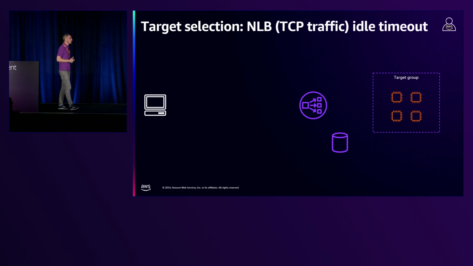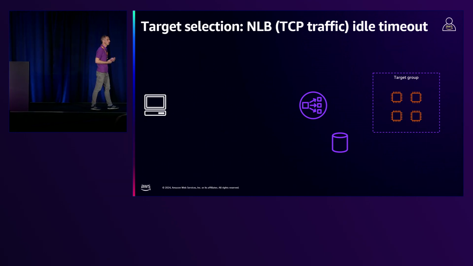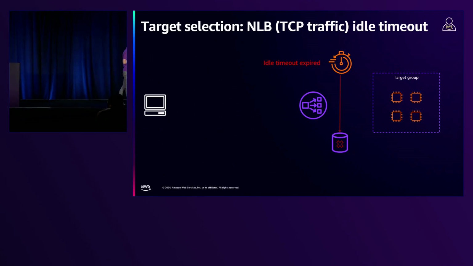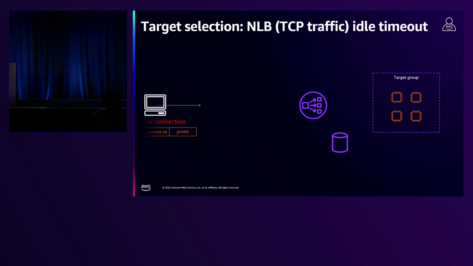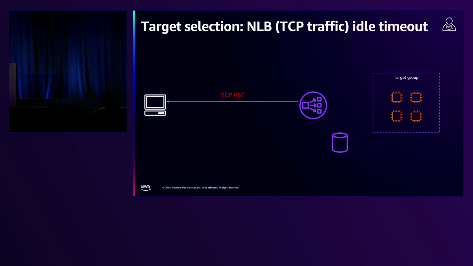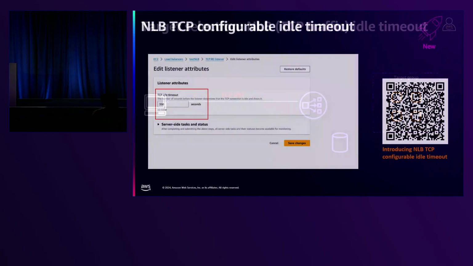Every open connection has an associated idle timeout, which by default is set to 350 seconds. When a connection is idle for more than this timeout, the NLB is going to remove the record from its distributed database for that connection, meaning that when traffic arrives for the same connection, the NLB won't be able to find the record in the distributed database, and then it's going to reply with a TCP reset to the client.